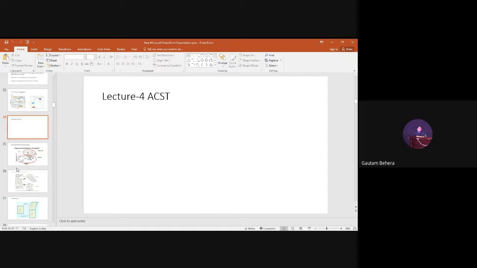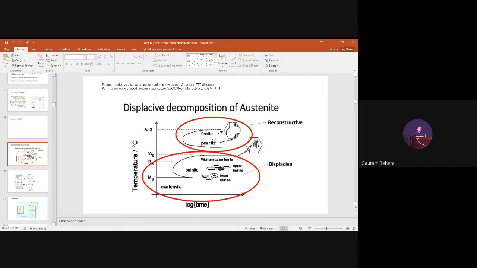And this product is formed due to diffusion transformation. If there is diffusion, then transformation takes place. But martensite forms due to diffusionless transformation. There will be no diffusion. But in bainite and Widmanstätten ferrite, a little amount of diffusion may take place, and the diffusion is only of carbon, not iron, not any substitutional elements, right?